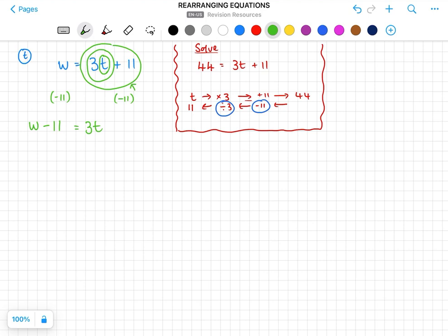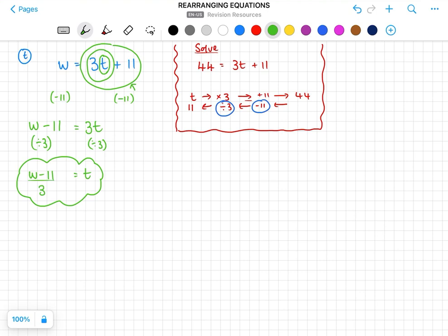Next, this is 3 times by t. So 3 divided by 3 is leaving us with 1t. Just t on its own. Whatever we do to one side, we do to the other. And we say what we see. W minus 11 divided by 3. And that is our final answer.